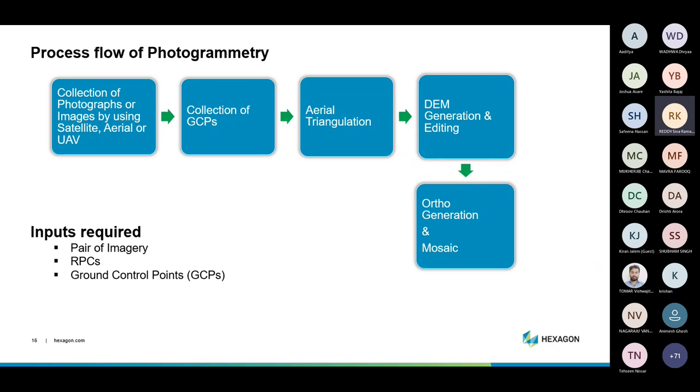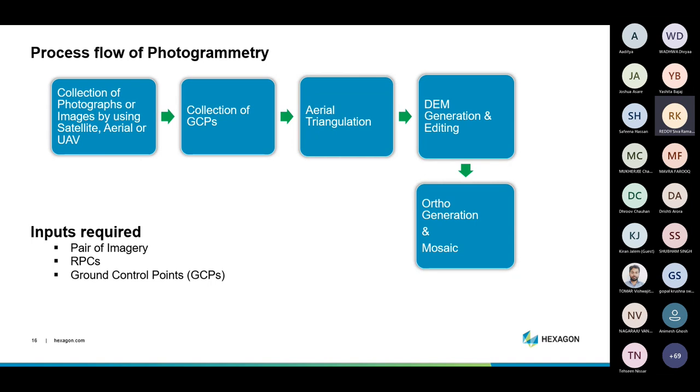First, we have to collect the photographs. Then we have to collect the GCPs. Then, by using both of these, we have to create an aerial triangulation, where we can create a 3D model. Using that 3D model, we generate the DEM, and we can edit the DEM in the 3D model, because just the creation of a DEM will not be very accurate. When we require a very accurate digital terrain model or digital surface model, we have to edit that DEM.